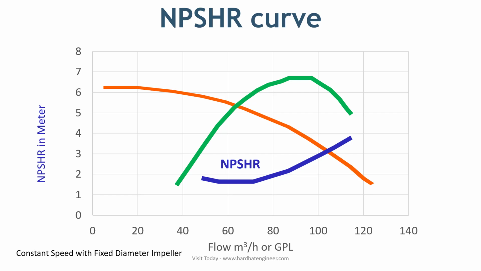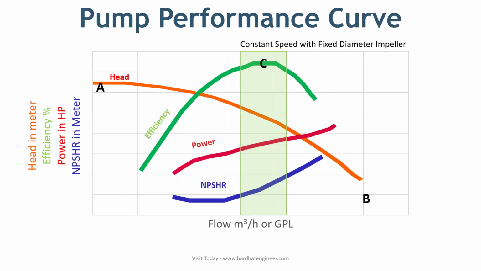Now let's put all 4 curves on a single chart. Here it will give you an overall pump performance review. You can see how these curves interact with each other. As said earlier, all these curves are drawn for a constant speed, fixed diameter impeller. If you change any of these, all the curve parameters will change.